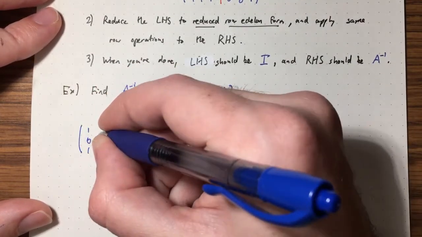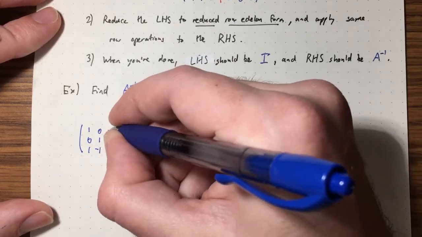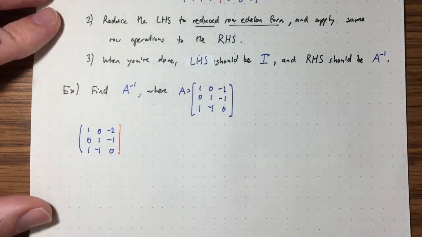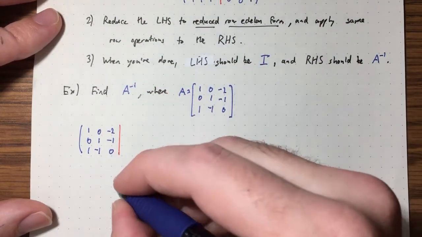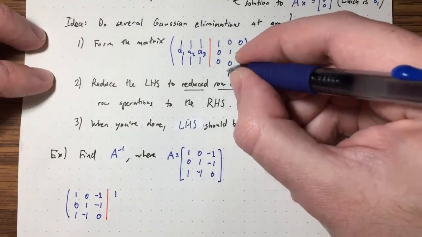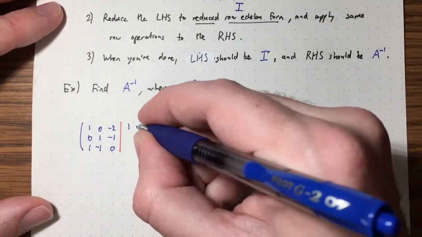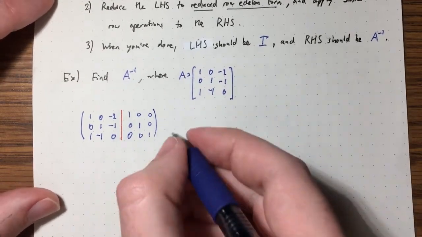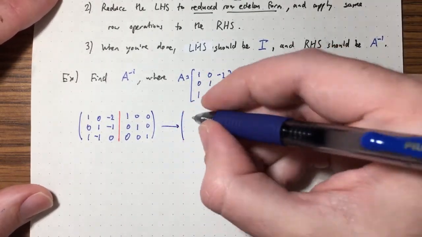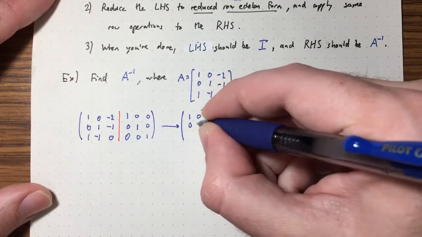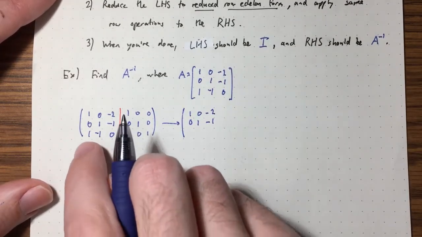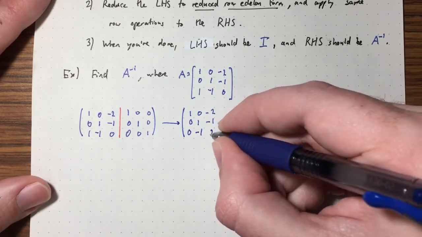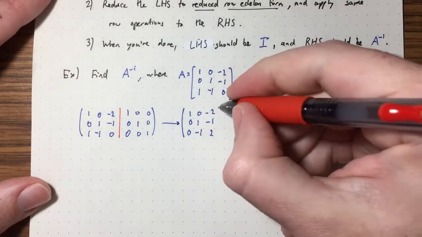I put my matrix A here, and then draw a line. And on the right side of this line, I put what? I put the identity. So this is the identity. Now I'm going to start doing row operations. I want to turn this into reduced row echelon form. First thing I want to do is subtract the first row from the third. This will be a 2. What do I get on this side?